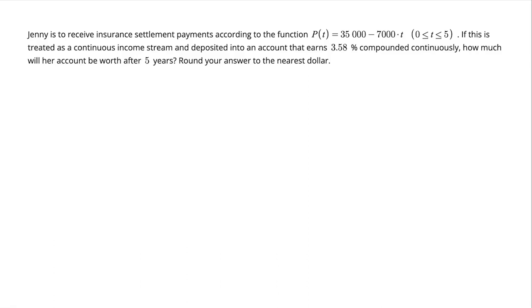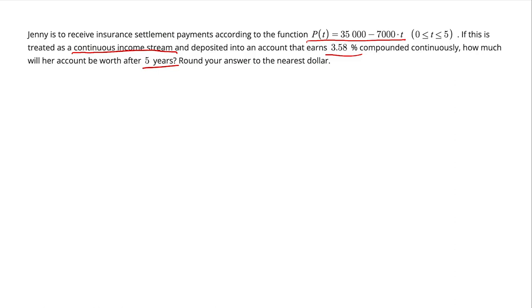Jenny is to receive insurance settlement payments according to this function over 5 years. If this is treated as a continuous income stream and is deposited into an account, I should say, that earns 3.58% compounded continuously, how much will it be worth after 5 years?